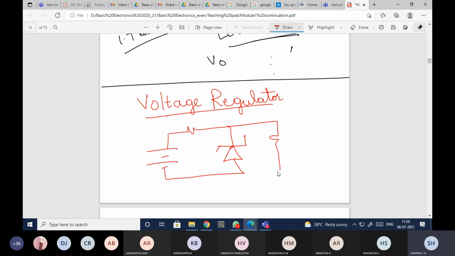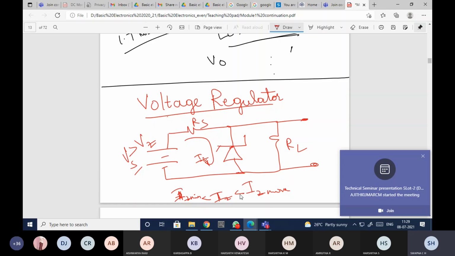This is the load, and this is RS, and here I am providing some input which should be greater than the Zener breakdown voltage. And one more condition is the current through the Zener diode should be in between IZ minimum and IZ maximum. This is what I was saying to you.